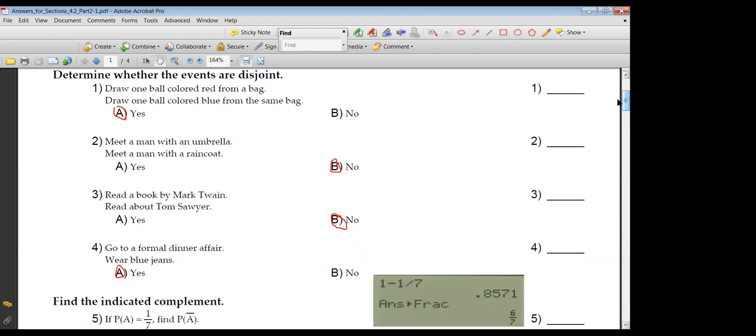You meet a man with an umbrella and you meet a man with a raincoat. Are these disjoint? Well, disjoint means they cannot happen at the same time. Chances are if it's raining out, the man's got an umbrella and he's wearing a raincoat. It could very well happen at the same time. No, these are not disjoint. They could happen at the same time.